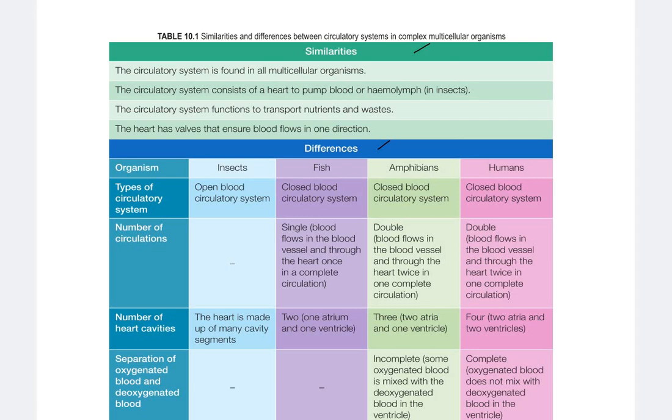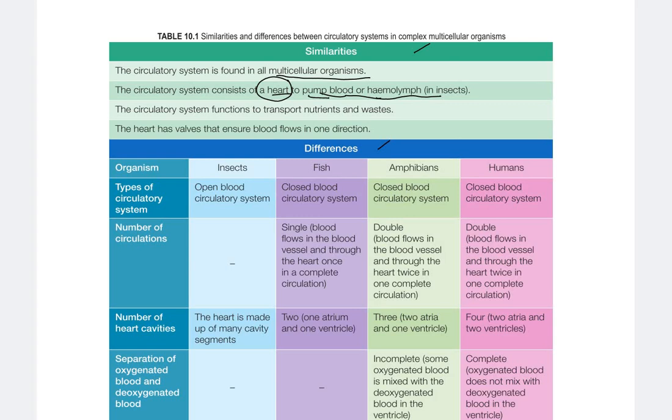Must have similarities and must have differences. So the first similarity: the circulatory system is found in all multicellular organisms. So all multicellular organisms must have a circulatory system, except for the unicellular, which don't have this transport system. The circulatory system consists of a heart to pump blood, or hemolymph in insects. All circulatory systems must have a heart, no matter open or closed, to pump blood and/or hemolymph, especially in insects.